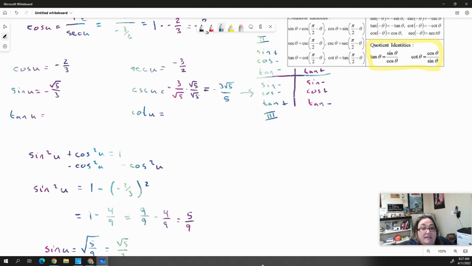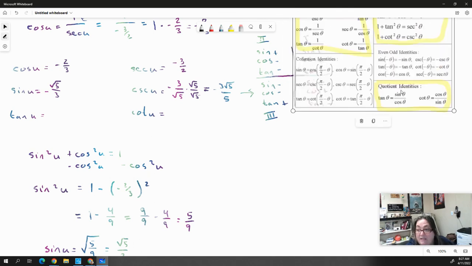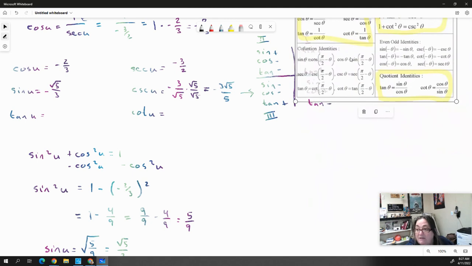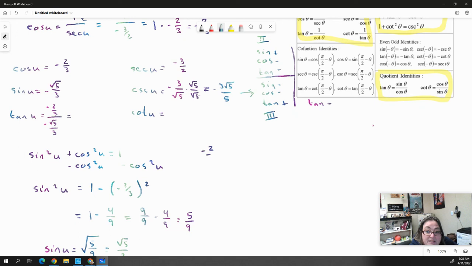Well, if I look at tangent, what do we know about tangent? We can see it down here. Tangent equals sine over cosine, right? Which means that tangent is equal to negative 2/3 over negative rad 5 over 3. And I'm going to come over here and do the math on that just because I don't have a lot of room up there.